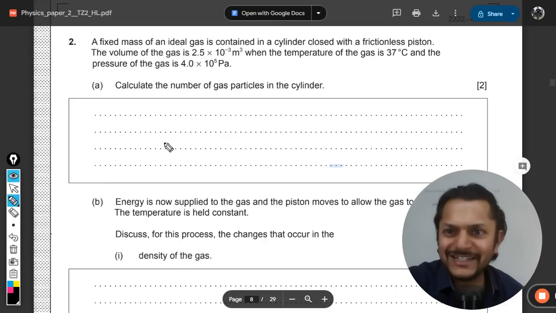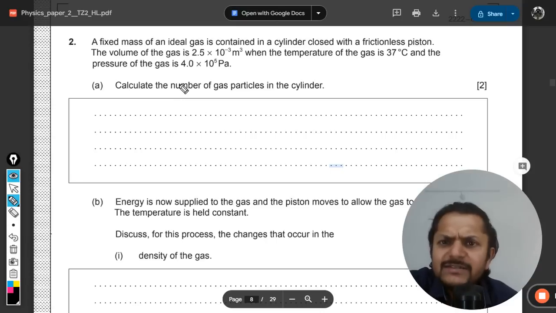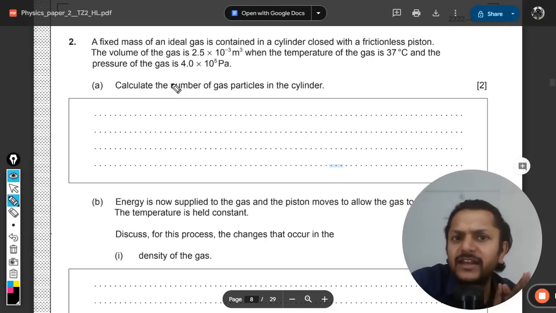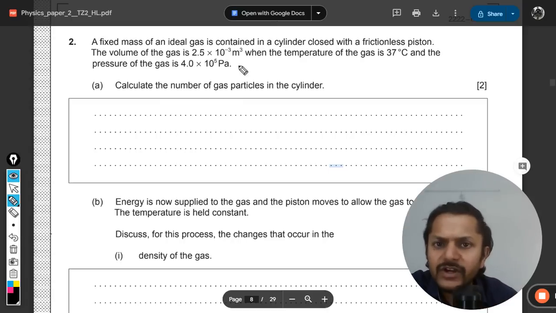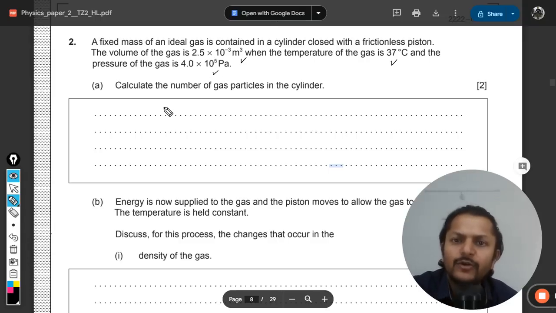Okay, dear student, let's see what is there in this question. A fixed mass of an ideal gas is contained in a cylinder closed with a frictionless piston. The volume of the gas is this when the temperature of the gas is 37 degrees centigrade. The pressure of the gas is this. Calculate the number of gas particles in the cylinder.